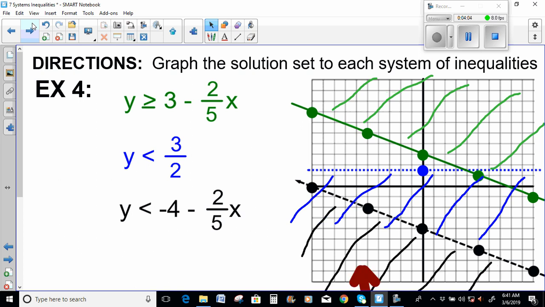Now here you can see that the black and the green will actually not share anything because they're parallel. And therefore, this one will have no solution. There's nothing on the graph that all three of those will share.